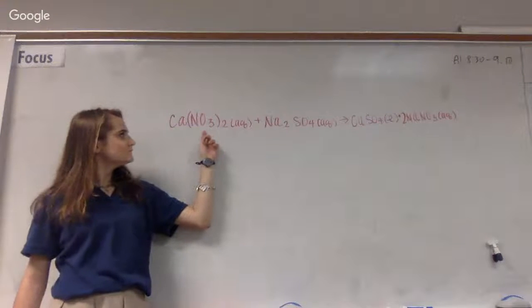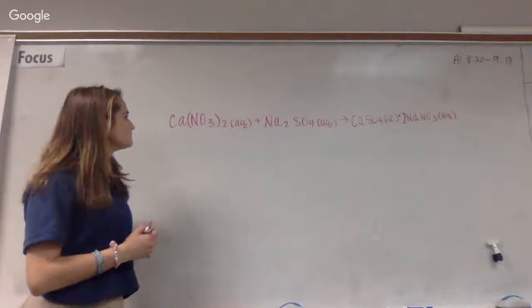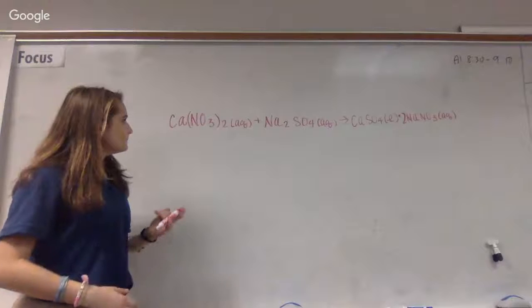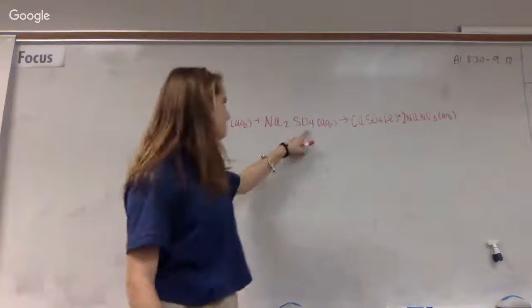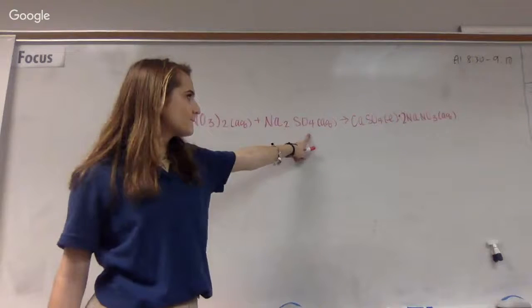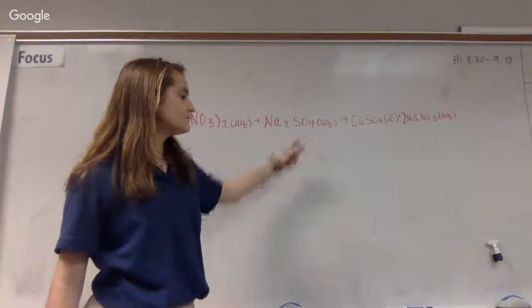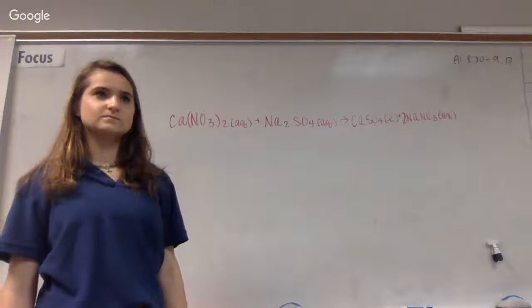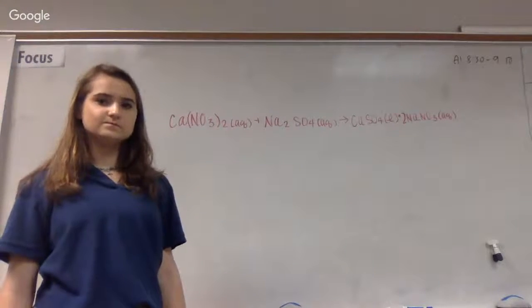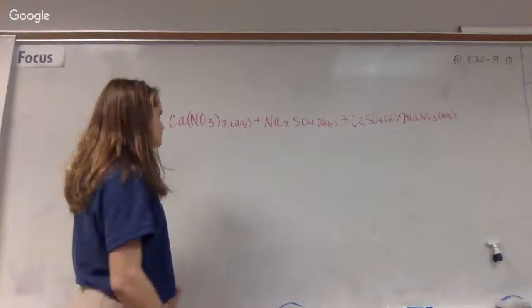So if we have 2 NO3s, we have to put a parentheses so everyone knows that the entire NO3, we have 2 of them. Put your finger on the SO4 on the left-hand side. See how we only have 1 of those SO4s? So we could have put a parentheses and write parentheses 1, but because we only have 1 of them, we just don't do that. Does that kind of make sense? Mm-hmm. Any other follow-up questions on that?